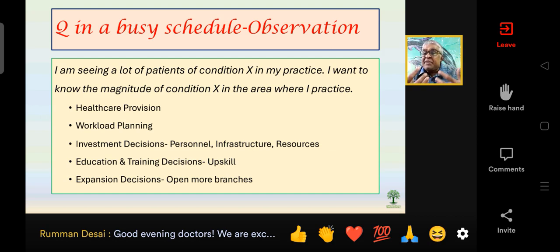It tells me whether I need to invest more in terms of personnel, in terms of infrastructure, in terms of resources. So in a sense, I'm trying to show you that research in healthcare is not related only to a disease. It's also related to the daily routine planning that goes around the running of your setup, your clinical setup, your public health setup, your diagnostic setup, your laboratory setup. If you know that you are seeing a lot of condition X, you're able to then plan what is needed to identify condition X.